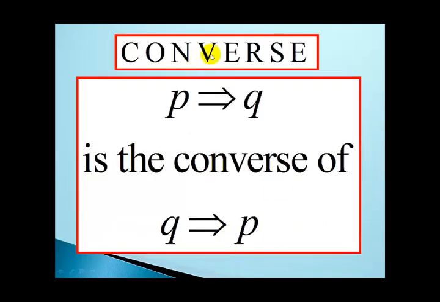Now let's look at the converse of a statement. P implies Q is the converse of Q implies P. P implies Q means that Q is true only if P is true, and Q implies P means that P is true only if Q is true. So P implies Q is the converse of Q implies P.